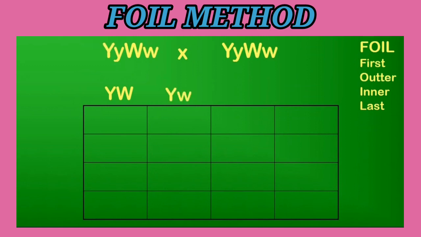And then next we have the inner. That's it. And then write it down here. And the last. And again, you write it down over there. And that's it for the first parent. Now for the second parent, since it's just the same, they will probably have the same gametes. And again, follow the FOIL method.